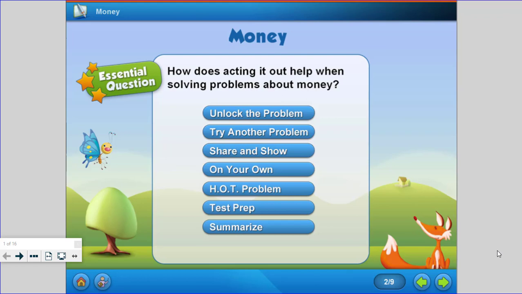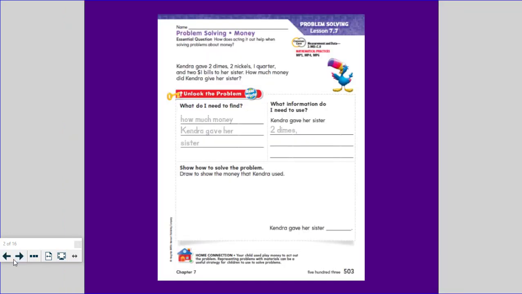Hello, boys and girls. For math lesson today, we're going to be looking at the essential question, how does acting it out help when solving problems about money? So let's go to our first slide. We're on page 503. It's problem solving lesson 7.7.